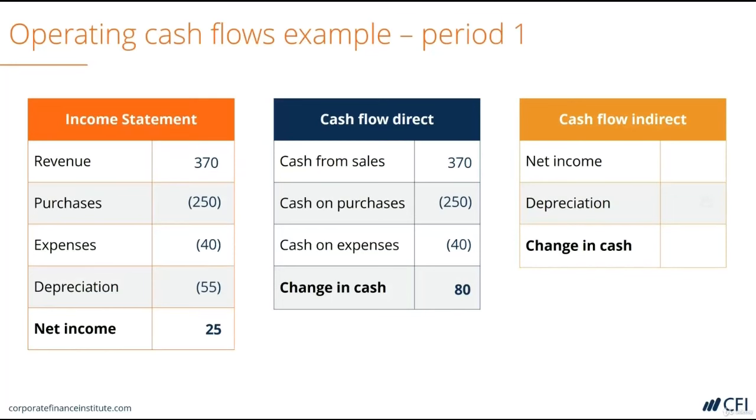We start by taking the net income from the bottom of the income statement of 25. We then adjust for any non-cash expenses, such as depreciation, which we add back, equal to 55. In this simplified example, there were no changes in working capital accounts on the balance sheet, so the only adjustment we have to make on the indirect method is to add back depreciation. Now, the resulting net change in cash using the indirect method is 80. Regardless of whether you use the direct method or indirect method of calculating cash flow, it should always result in the same net change in cash.